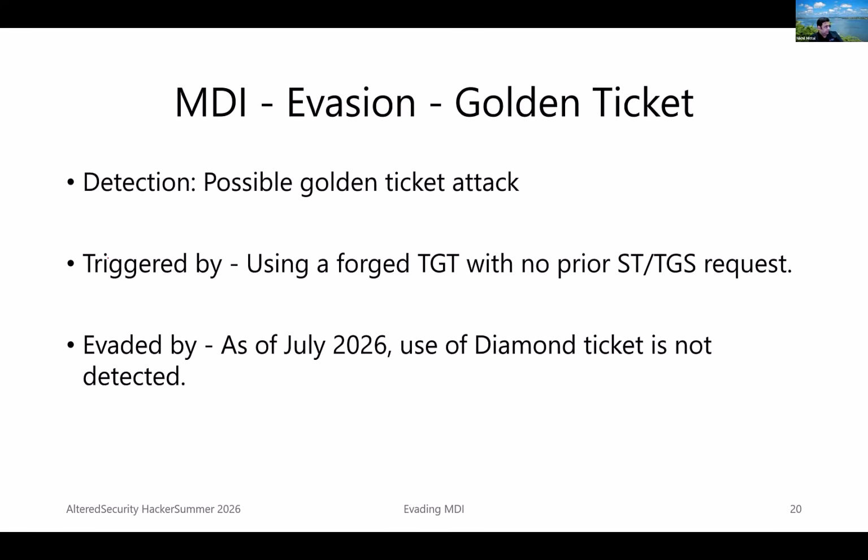The golden ticket attack, the headline attack of on-prem AD. Detection is possible for the golden ticket attack. When is it triggered? When we use a forged TGT with no prior service ticket or TGS. Now, this is something that I believe has changed a lot.